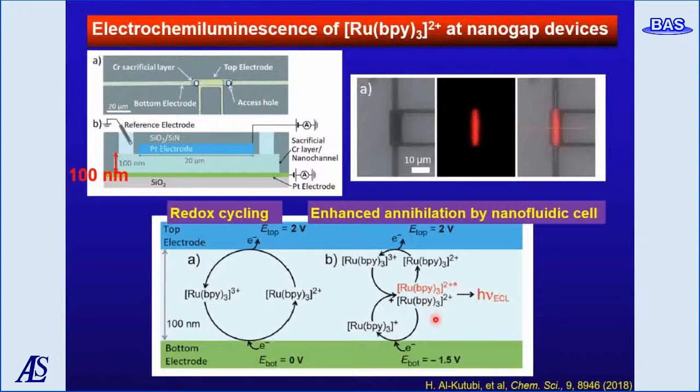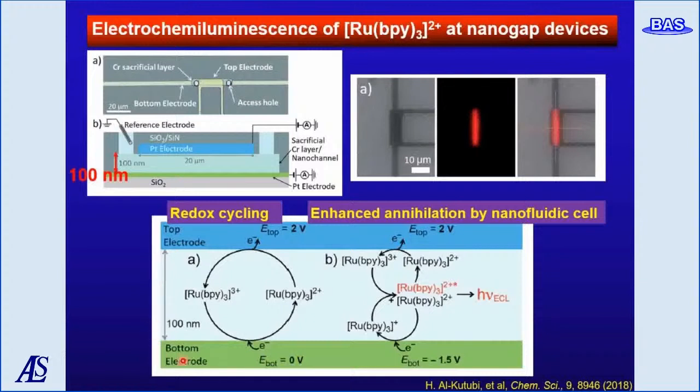Different electrode setups have been used to overcome this problem, such as the ring disc electrode and the band array thin layer cell. From these studies, annihilation occurred more efficiently at smaller inter-electrode distances. However, so far the distance was limited to 2 microns. Using a nanogap device with 100 nanometer distance improves the ECL efficiency dramatically.